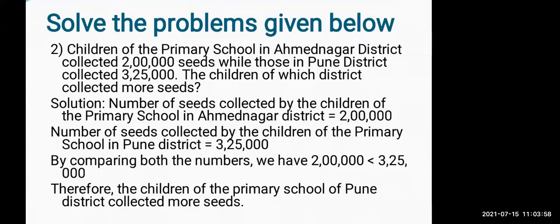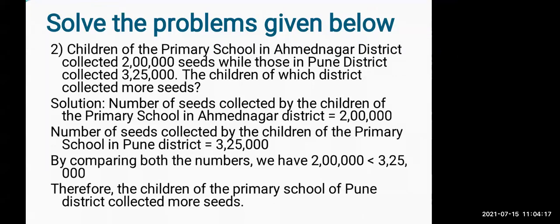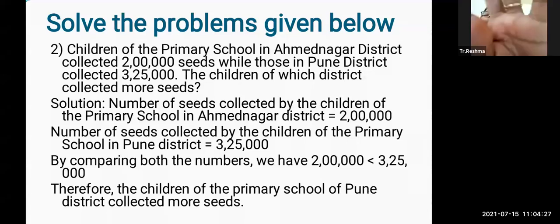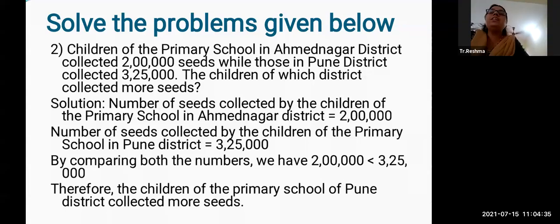Children of primary school in Ahmednagar district collected 2 lakh seeds, while those in Pune district collected 3 lakh 25,000. The children of which district collected more seeds? Very good. What, teacher? Mute yourself. Yes. Okay.